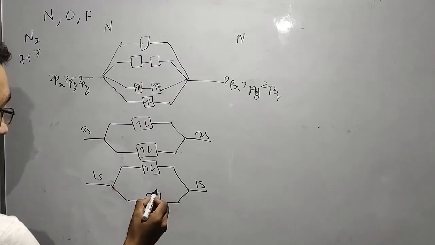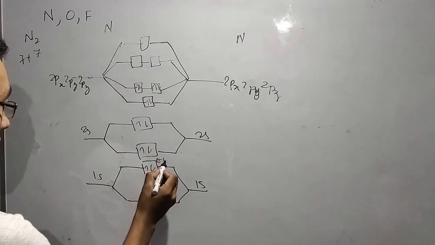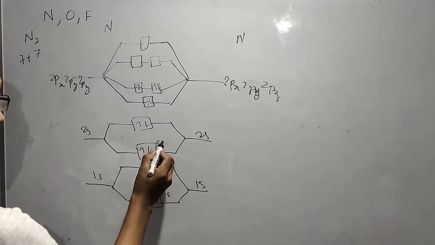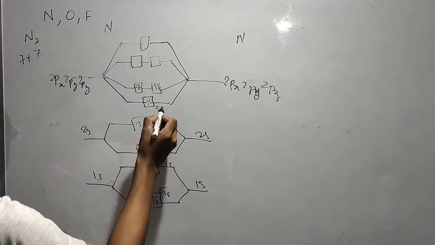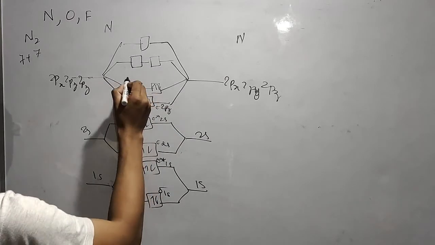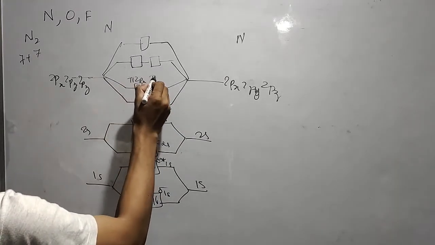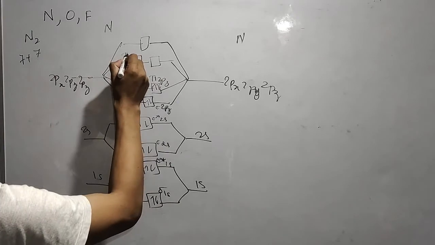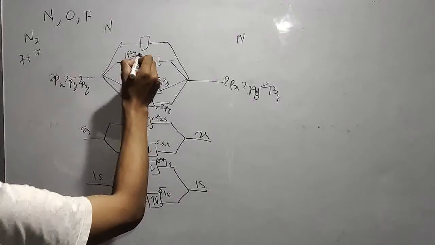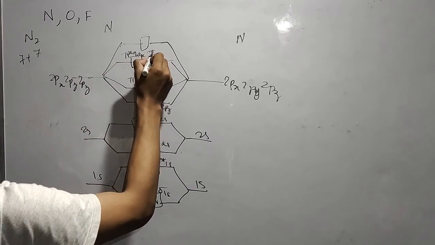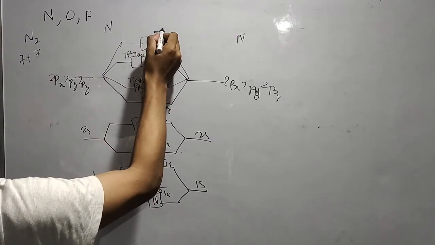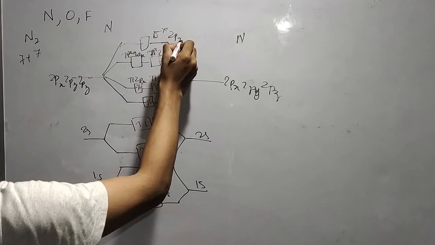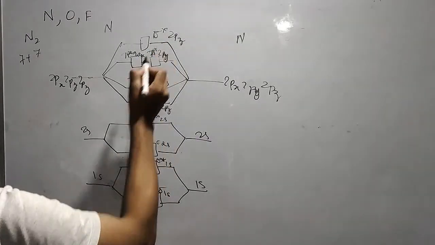This one is sigma 1s, sigma star 1s, sigma 2s, sigma star 2s, then sigma 2pz, pi 2px, pi 2py. This one is pi star 2px, pi star 2py, and this is sigma star 2pz. This is x, this is y, this is z.